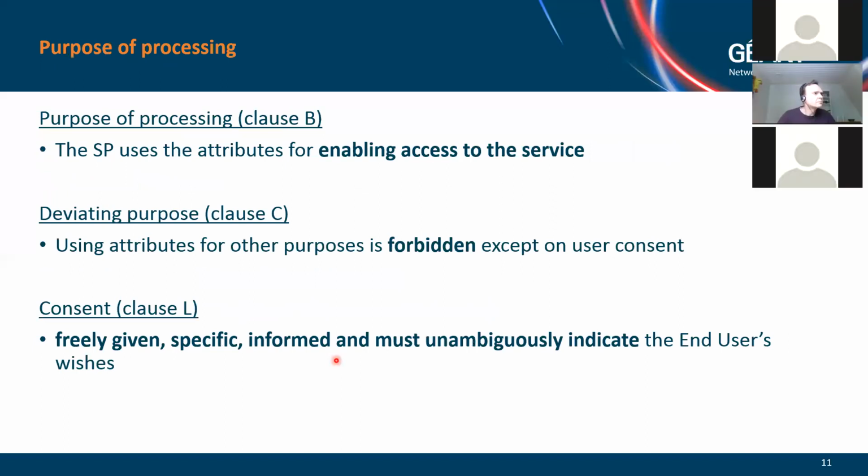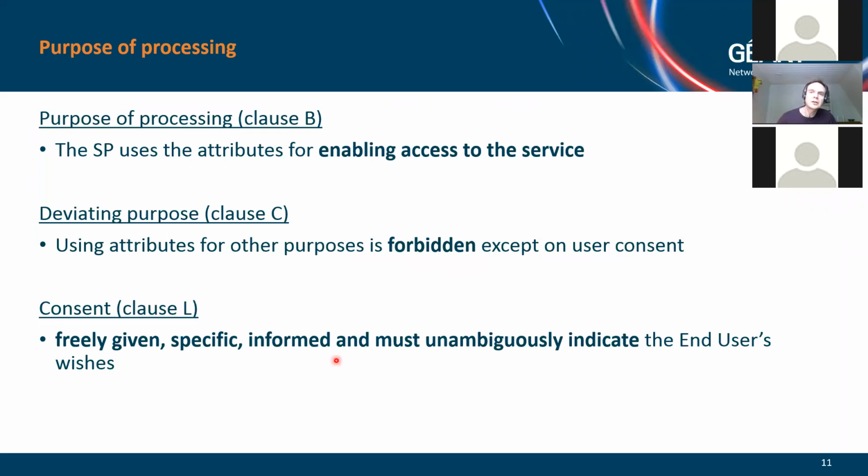Purpose of processing. So clause B of the Code of Conduct defines that the service providers will use the attributes released by the home organization for enabling access to the service. That's a phrase we used already in COCO 1.0 and we continue using in COCO 2.0. What we have actually done in this COCO 2.0 is that we have been more prescriptive about what enabling access to a service means in practice for the service providers.